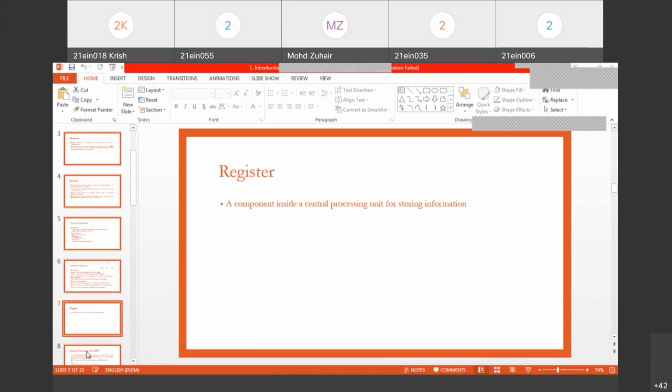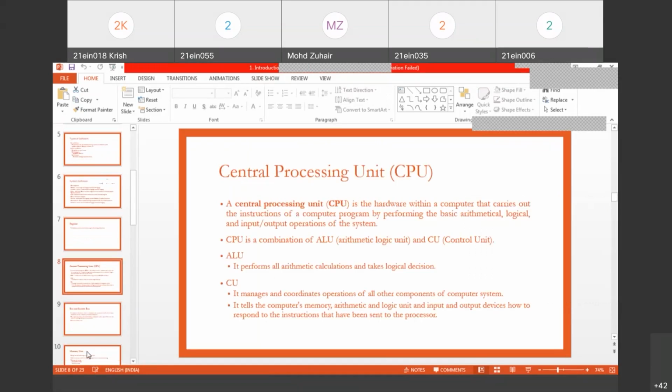Okay, so we'll move forward. Then we have talked about central processing unit, that is CPU. So a central processing unit, CPU, is the hardware within a computer that carries out the instructions of a computer program by performing the basic arithmetic, logical, and input-output operations of the system.